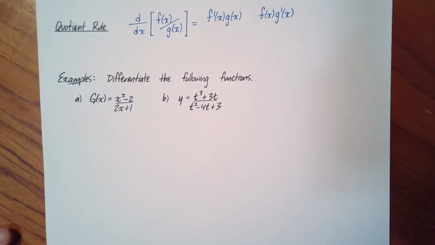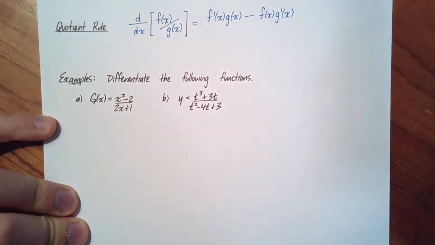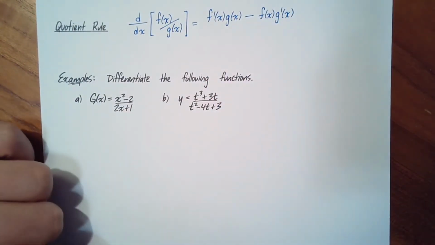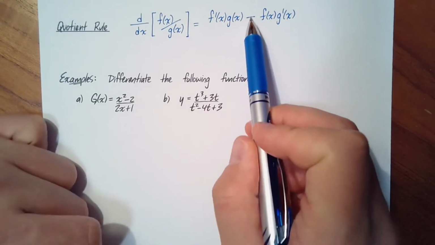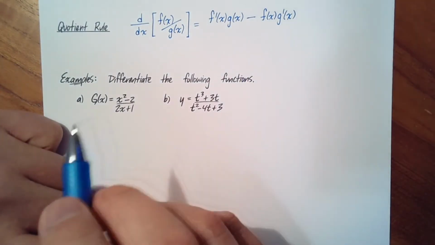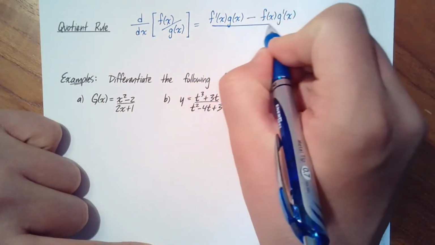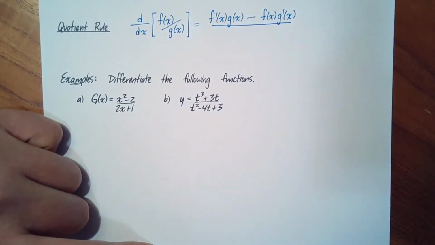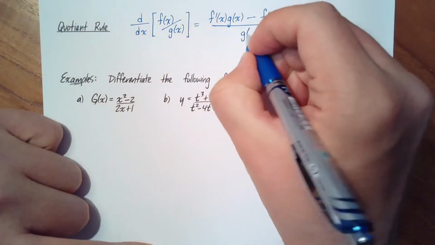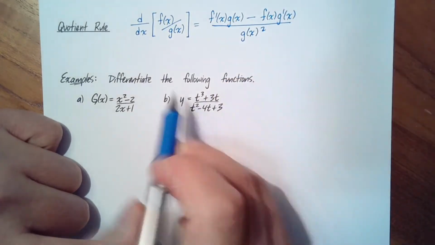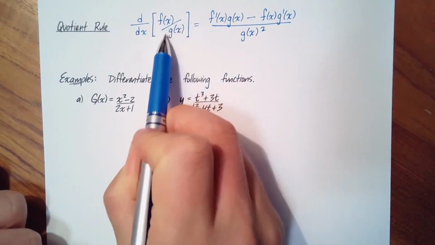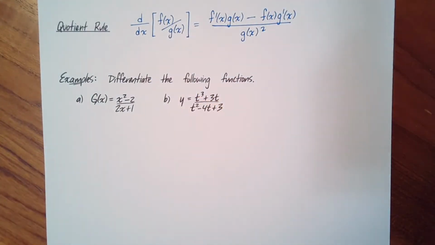The first thing is we're going to subtract instead of add. So it's not like the product rule in that way. In the product rule, you added instead of subtracted here. But there's one other difference too. We're also going to have a denominator of this fraction, and it's going to be the square of whatever the denominator was in your original function. So you're going to divide by the square of this function. So that is the quotient rule.